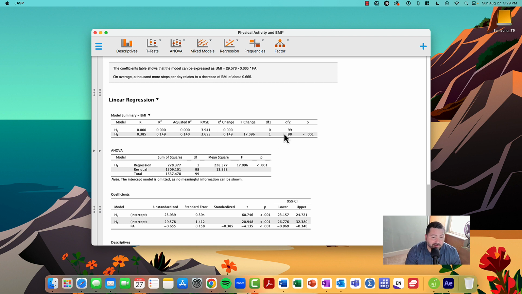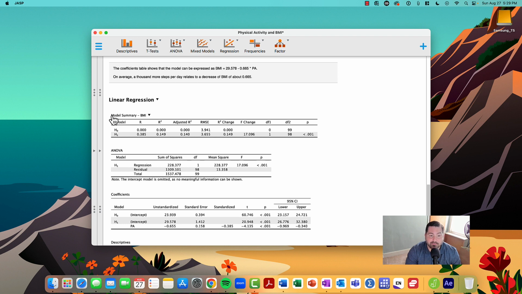But the alternate hypothesis, which is testing the line of best fit, we look at the p-value. The p-value is being used to test the F statistic, or the F change in this case, and that is testing the R and R-squared values.